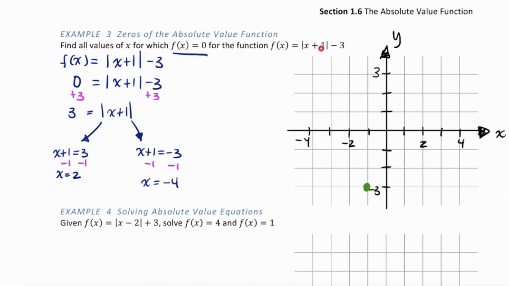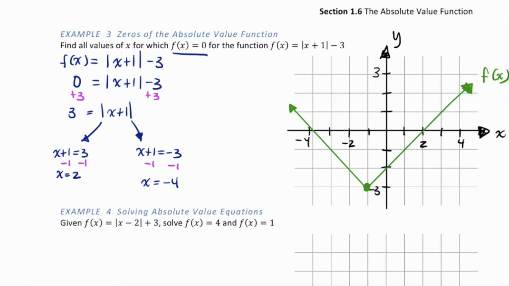Again, I know I shifted this 1 to the left and then down 3. And if you remember, the absolute value graph always starts off here at the origin. So this point is the one that got shifted 1 to the left and then down 3. And there is no number on the outside to stretch or compress this, so I can go ahead and just draw the rest of my line. And this is f of x.